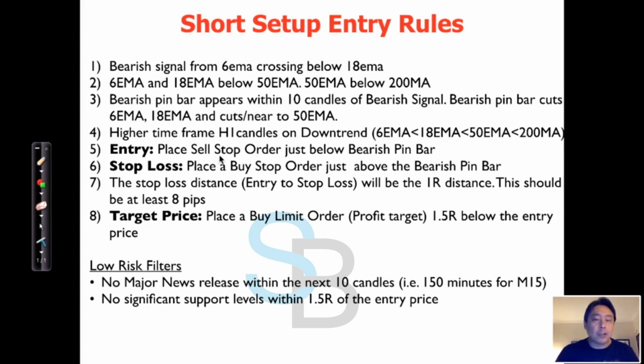So place a sell stop order just below the bearish pin bar. Place a buy stop order, which is your stop loss, just above the bearish pin bar. So that would be your 1R of risk, and it should be at least 8 pips. Once again, we place our target price 1.5R below the entry price. That's the buy limit order. We place 3 orders at once with a bracket: entry, stop loss, and profit target. We enter it there and let it trigger. Again, ensure no major news release within the next 10 candles and no significant support levels within 1.5R of the entry price.